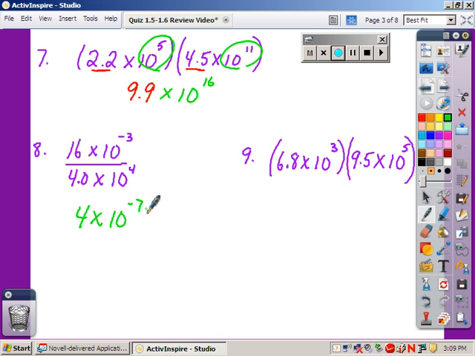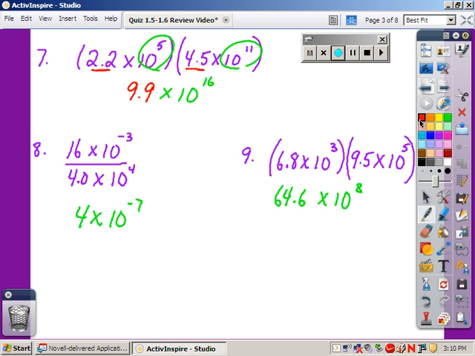Number 9 has a little bit of a trick built into it, otherwise it's exactly the same as number 7. When you take 6.8 times 9.5 on the calculator, you get 64.6. And then we add the exponents to get times 10 to the 8. The problem is that you can't have a number here that is bigger than 10. It has to be between 1 and 10. Otherwise, you have too small of an exponent over here.